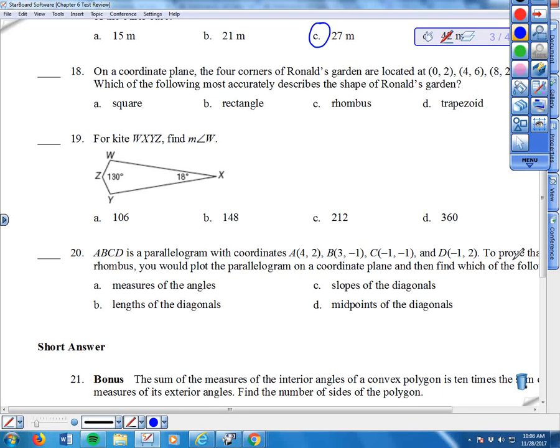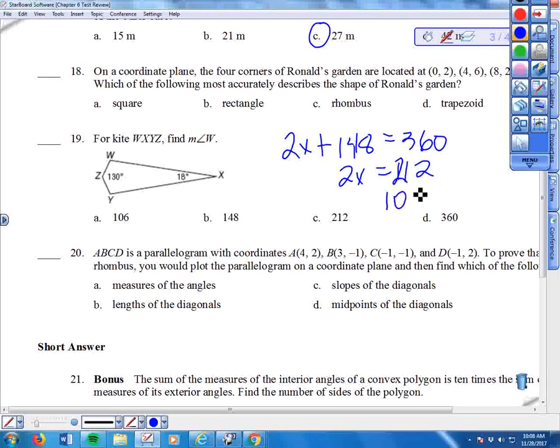What do we know about angle W and angle Y in a kite? They're the same. So I could say 2x plus 148. Is that right? Wouldn't it be 212? 212. Could rule that one out right away.